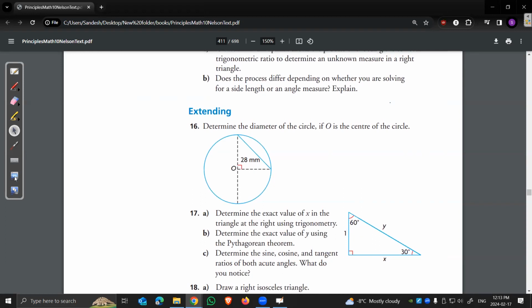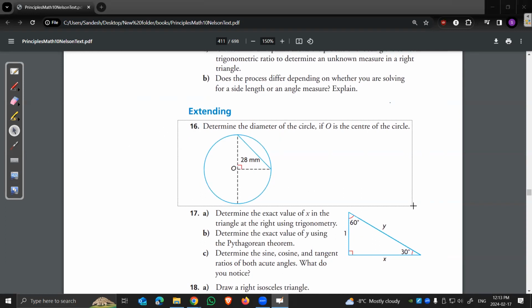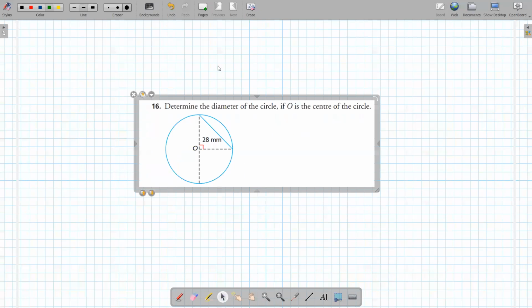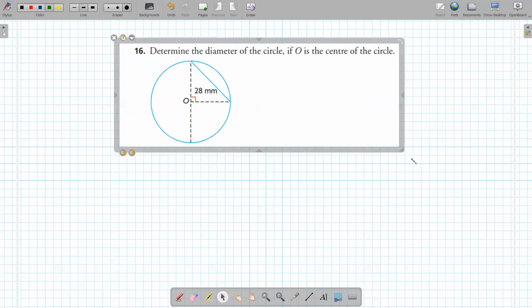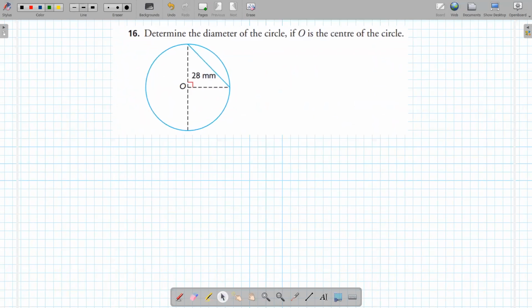This one looks like a difficult question. Alrighty, so we're looking for the diameter of the circle. I mean, if we have the radius, we can double that. What's our approach for this question? I'll give you a hint. You need to find the radius, which means you can either find this side or this side.